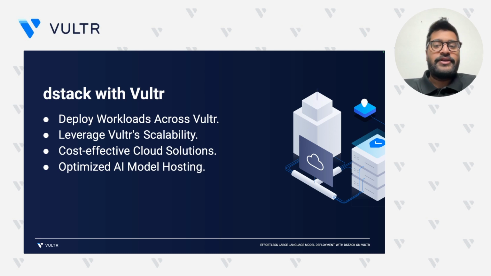high performance. dstack's ability to manage resources efficiently combined with Vultr's scalability means that you can run AI workloads of any size, whether it's training a massive model or deploying it as an endpoint. Lastly, Vultr's reliability ensures your AI models and services are always accessible, further enhancing the end-to-end capabilities of dstack.